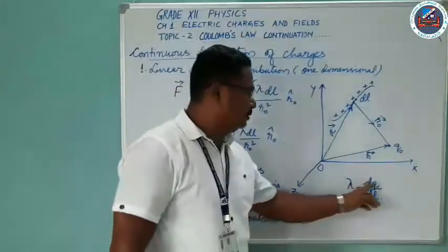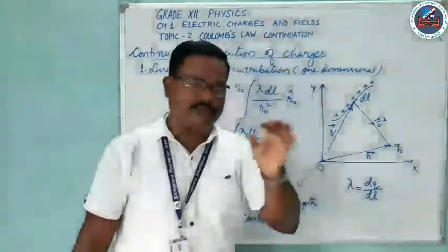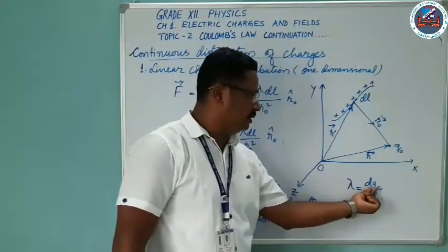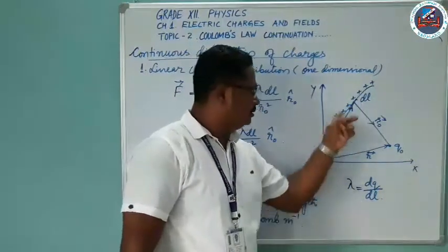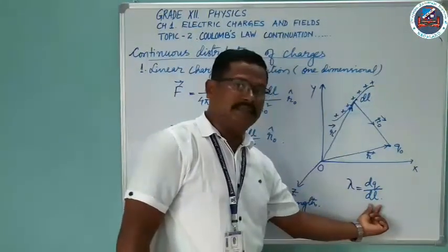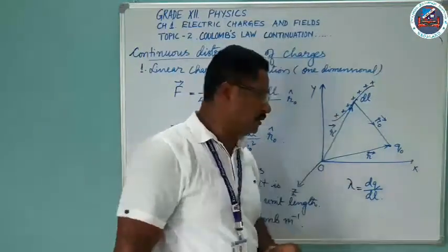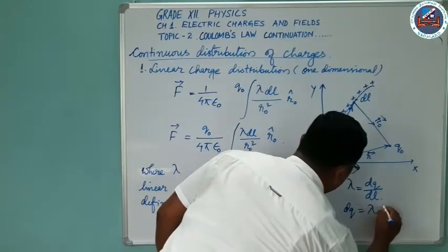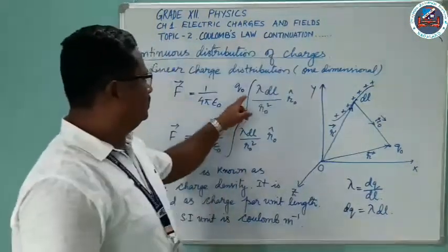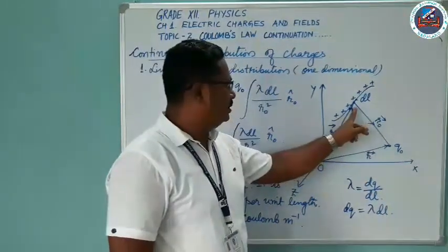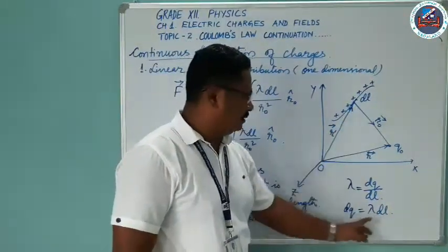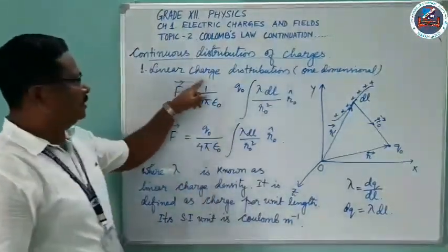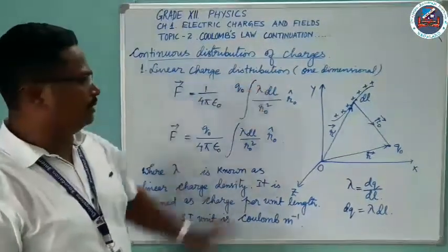Now I am using dq to represent a small quantity of charge. In this small region, you have a small number of charges, dq, and this length dl is also not the whole length; dl indicates a small length of the wire. Here dq is equal to lambda dl. That's why, in place of charge, we represent it as lambda dl, which is the charge dq. So this is about your linear charge distribution, which is one-dimensional.